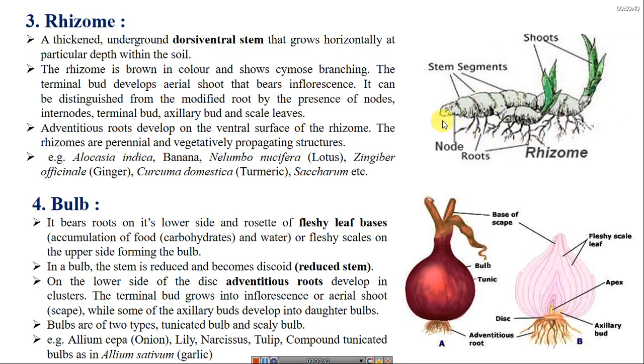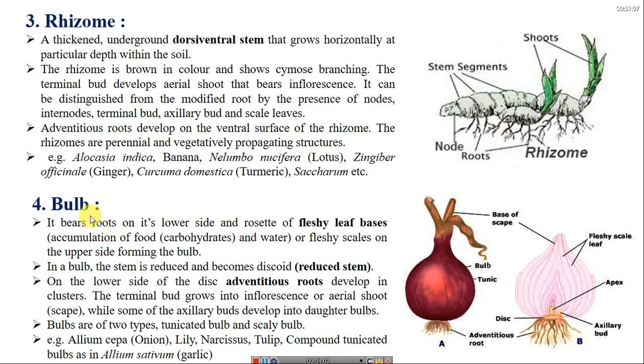Other than this feature, adventitious roots also develop from the ventral side of the rhizome, and the rhizomes are perennial in nature again, and they are a source of vegetative propagation. Just like in the case of corm, they help in survival of the plant under unfavorable conditions, and whenever the conditions are favorable, these can grow into new plants. So these are a source of vegetative propagation.